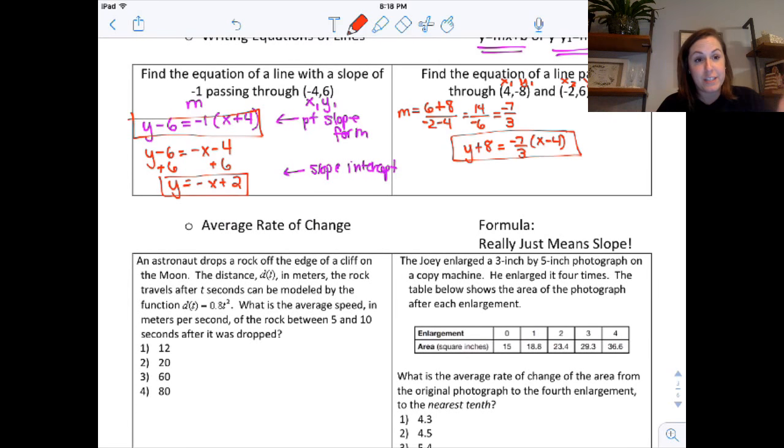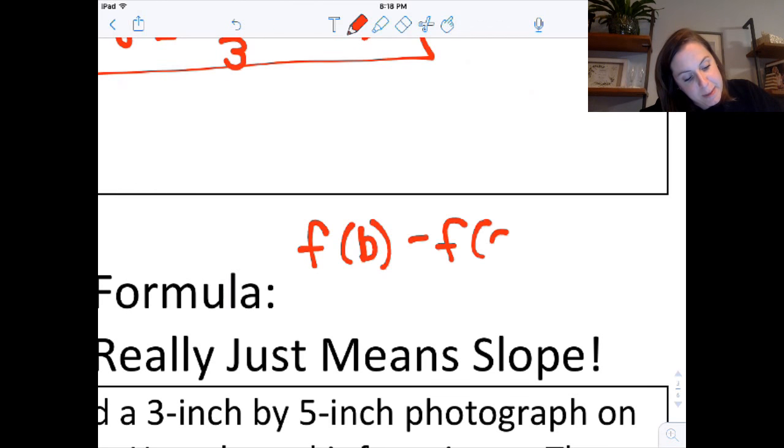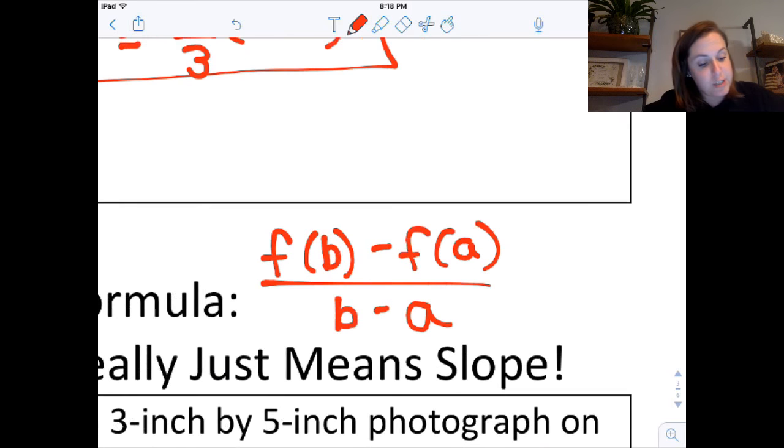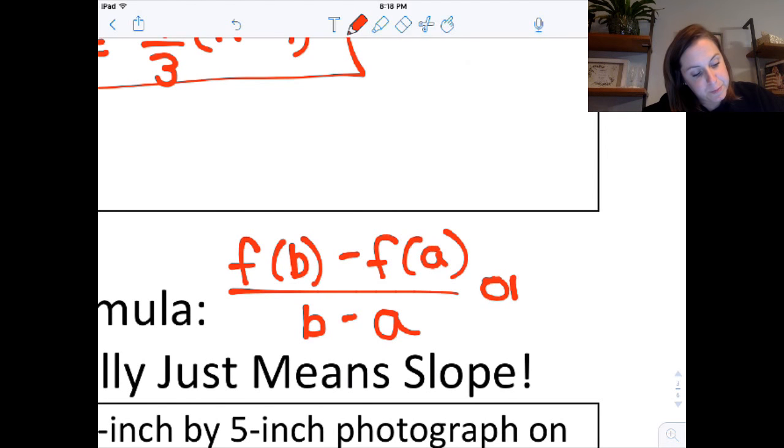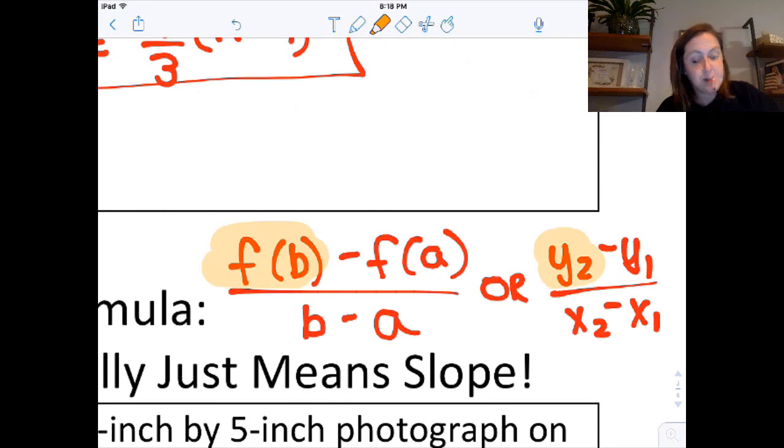So the formula that you would see for average rate of change is f of b minus f of a over b minus a. Well, this is just a fancy way to say y2 minus y1 over x2 minus x1. It's just written in function notation, right? Remember that f of x is the same as y. So that's really all we're doing here. So when I actually calculate, that's where I'm going.